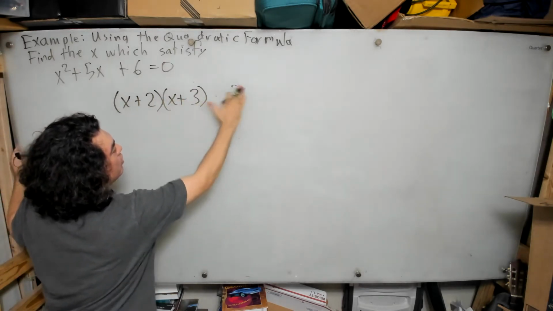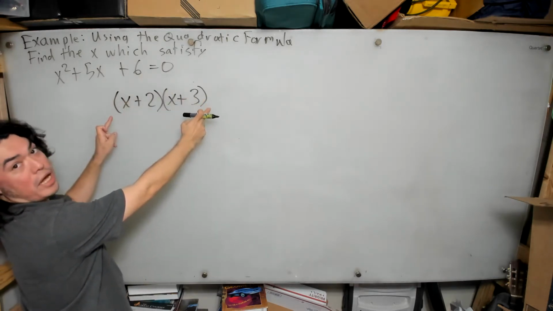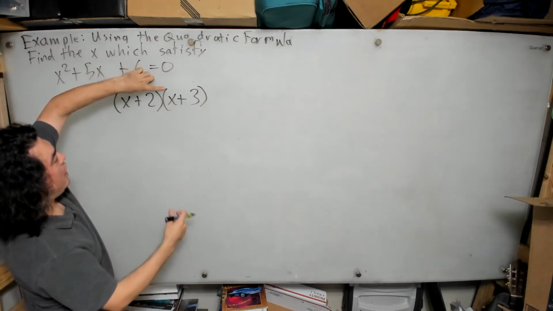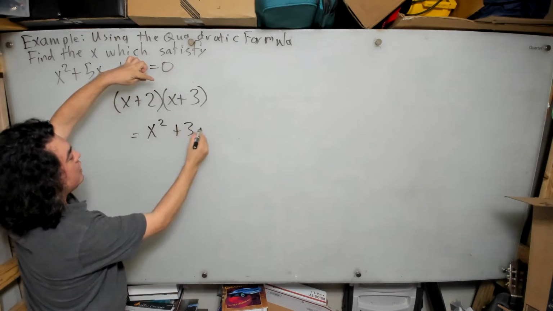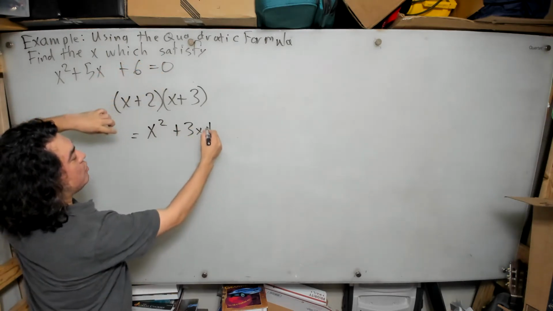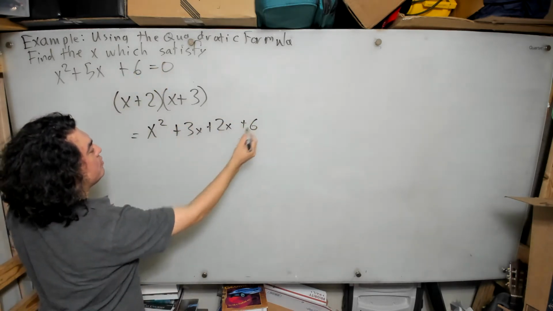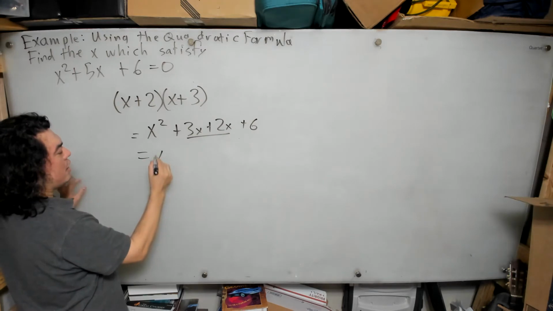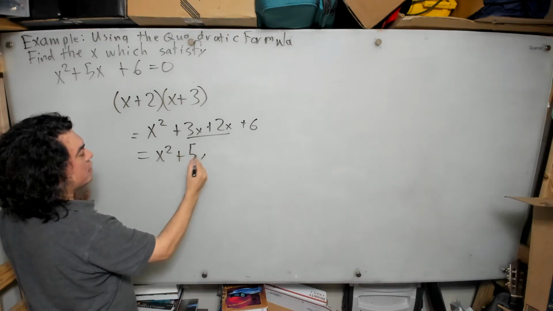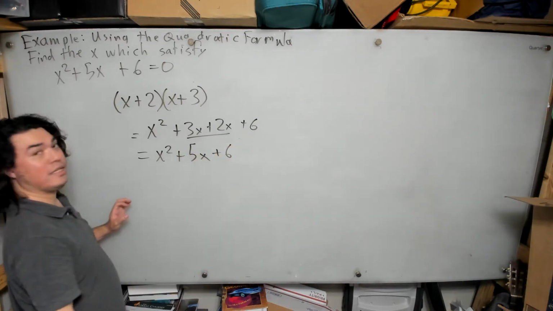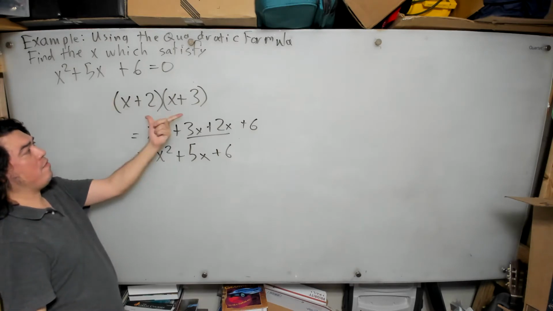Well, forget about that part for a moment. This left-hand side is likely equal to that. Let's verify that real briefly, okay? X times x is x squared, right? X times 3 is plus 3x. Plus 2 times x is plus 2x. And then finally 2 times 3, and they're both positive, so it's plus 6. And when I combine these two like terms, I get x squared plus 5x plus 6.